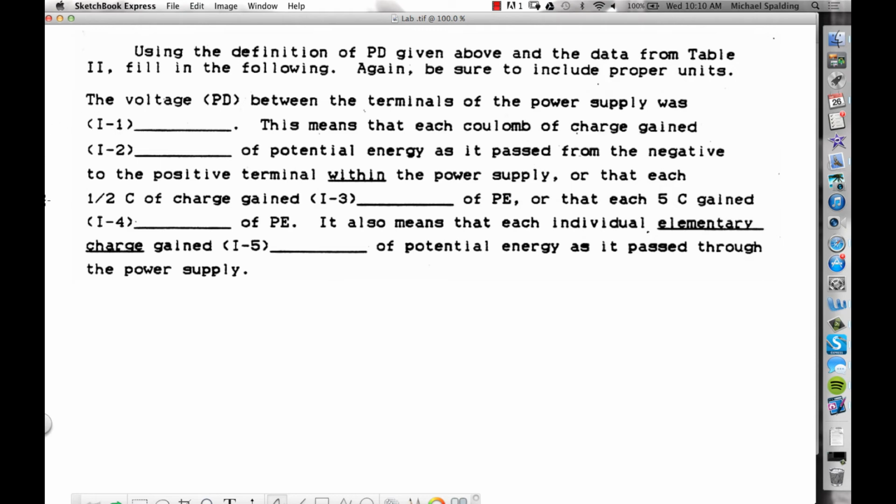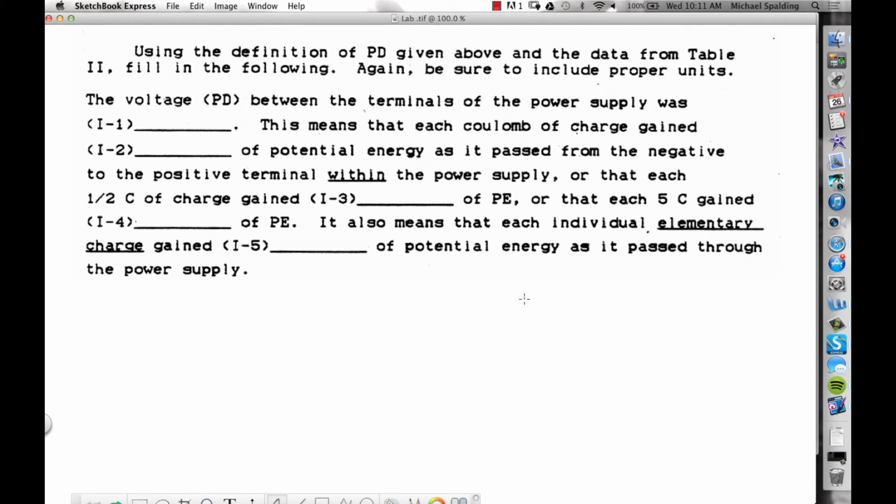Okay, so this is on page 3 of the circuitry lab, right? Page 3? Okay, so it says, using the definition of PD, which is potential difference, given above, so it's on the lab, and the data from table 2, fill in the following.